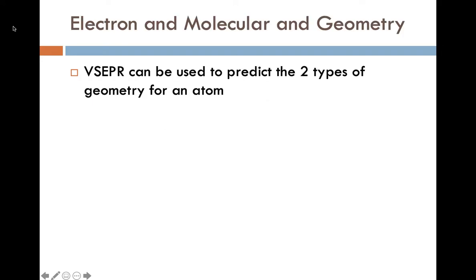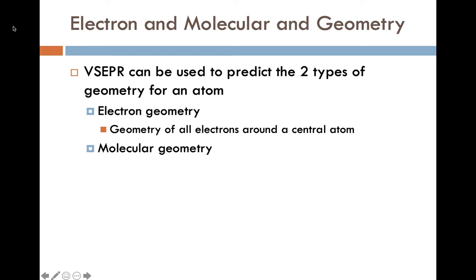Now, for our VSEPR geometries, there are a couple different types, two in particular. We have what we call an electron geometry and also a molecular geometry. First, the electron geometry is going to be the geometry of everything around our central atom. So all of the lone pairs, all of the bound atoms, everything included.